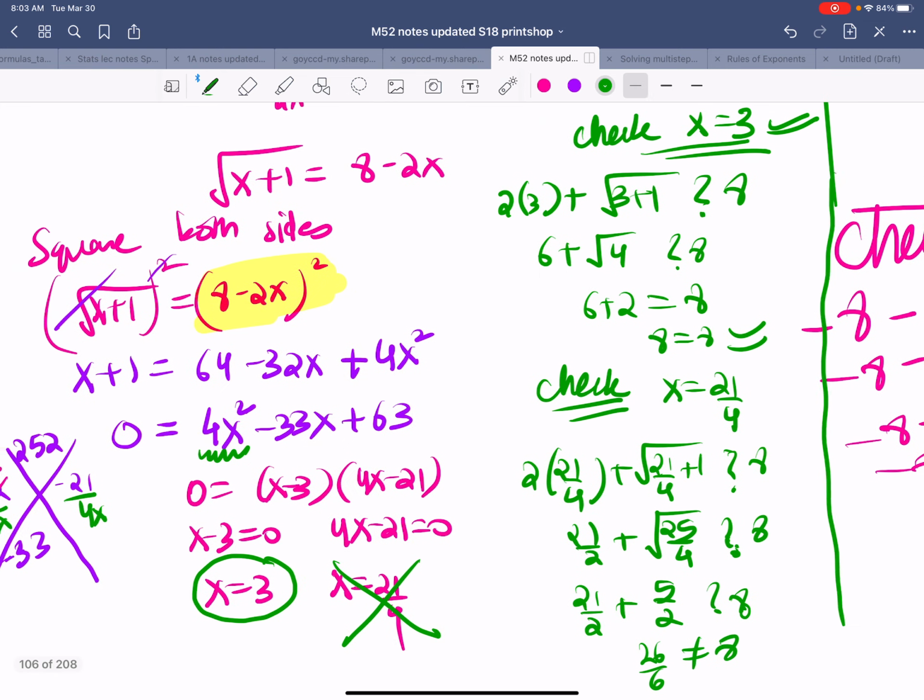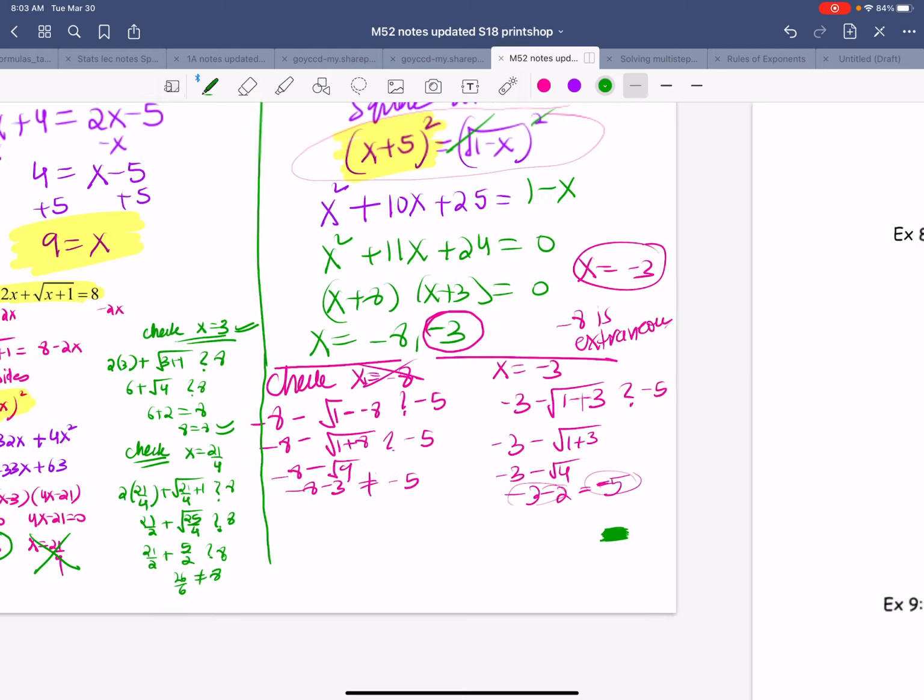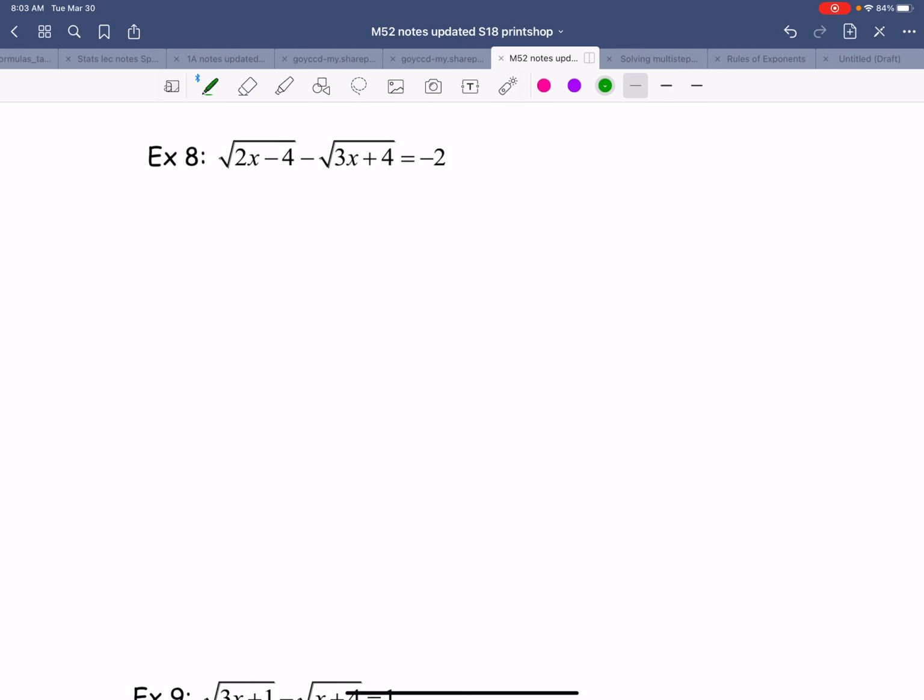Now we're going to bump it up to a bit harder example where we have two radicals. Two radicals in an equation means you will have to square both sides twice. Two radicals and another term present means you'll have to square both sides twice. So this is our second last example.